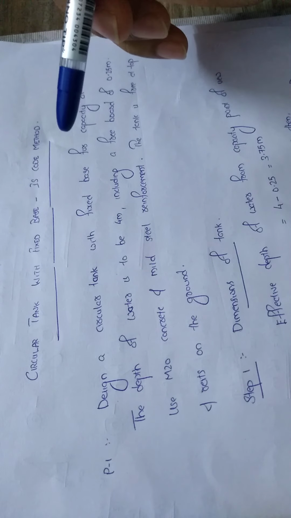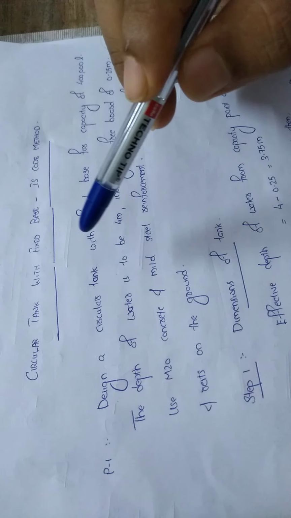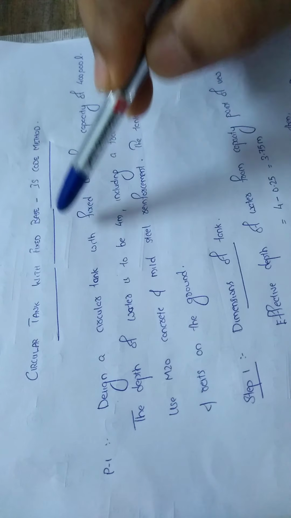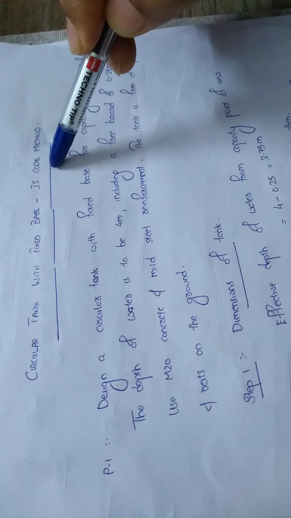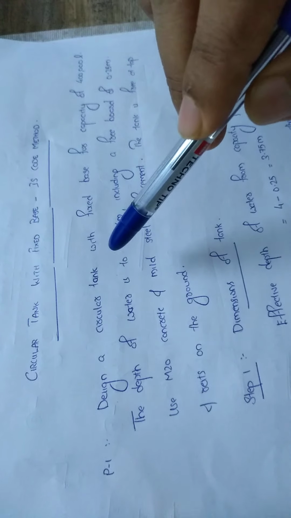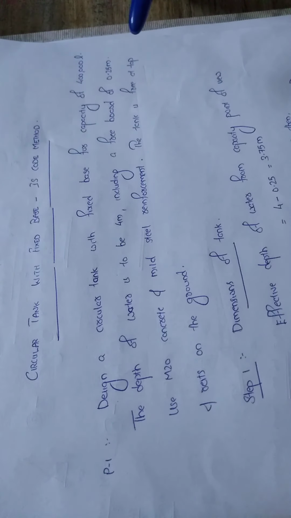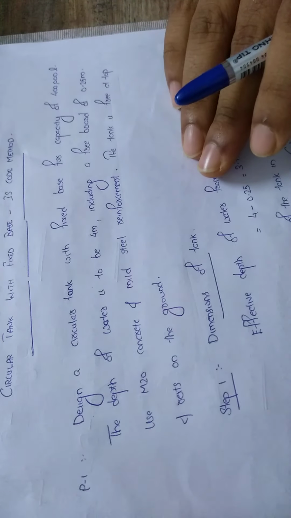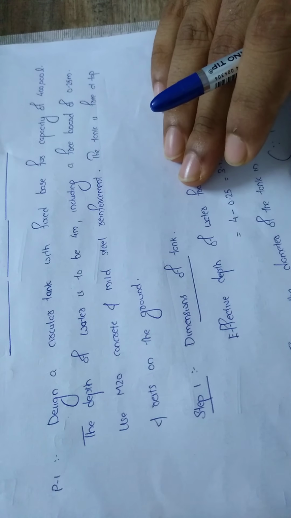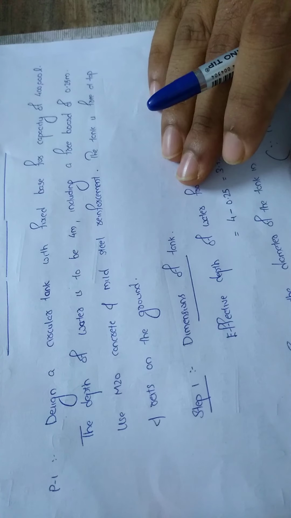In this video, we are going to discuss a problem on a circular tank with fixed base based on the IS code method. The problem is: design a circular tank with fixed base for a capacity of 400,000 liters. The depth of water is to be 4 meter, including a freeboard of 0.25 meter. Use M20 concrete and mild steel reinforcement.